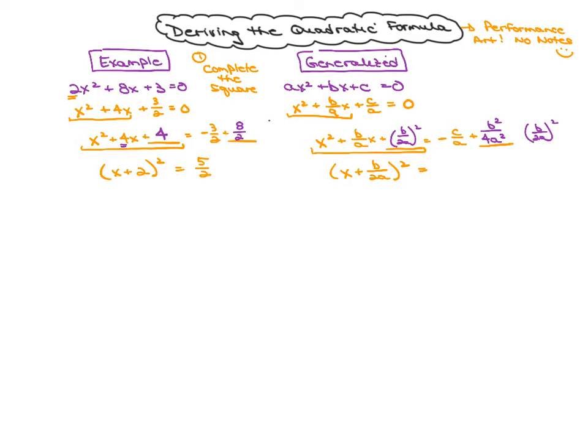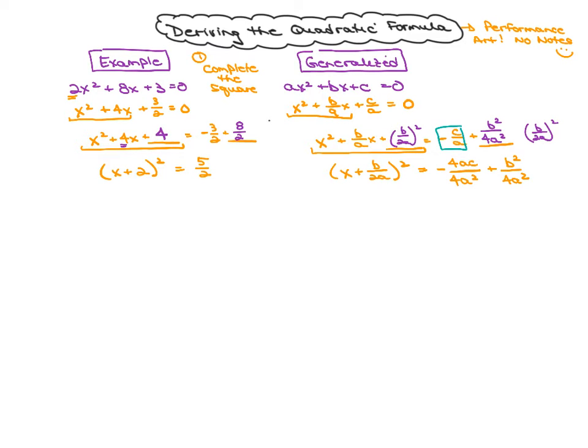I got a little fraction work. I have to get a common denominator. I'm just going to do that here. I need to multiply the numerator and the denominator by 4a to get a common denominator. So I'll have negative 4ac, and the denominator will be 4a squared plus b squared, 4a squared.